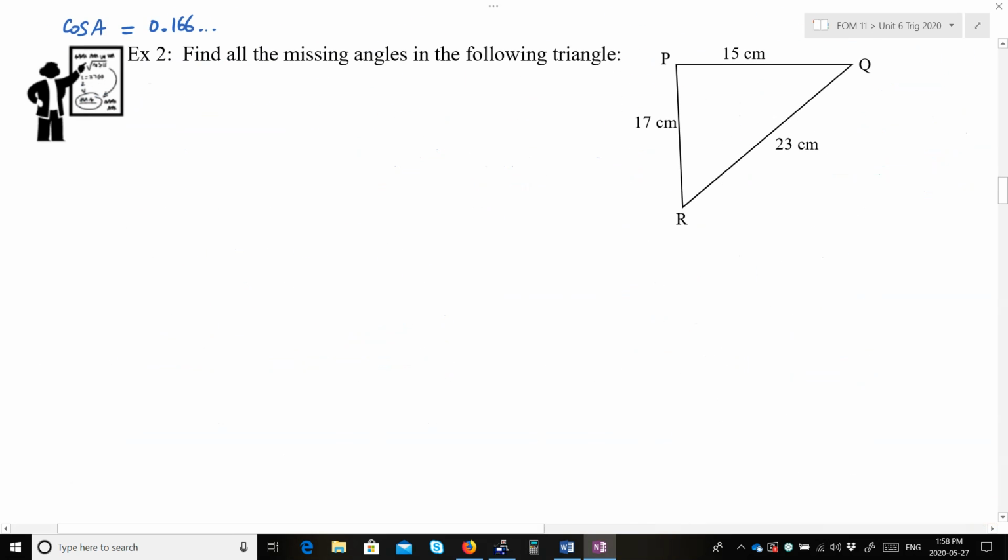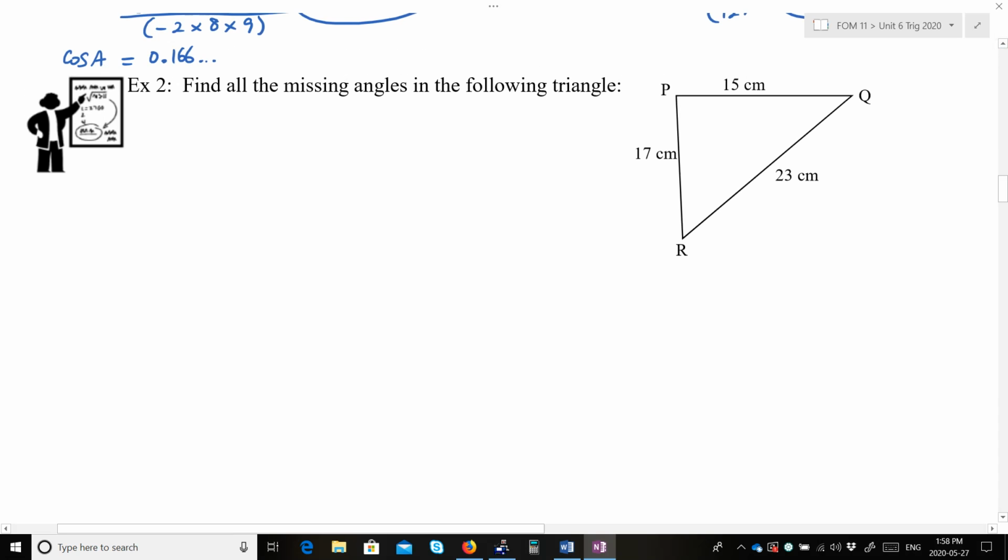Example 2, find all the missing angles in the following. Okay, so remember they're not showing a 90-degree box, so immediately that means either sine law or cosine law. And the sine law needs an angle and its opposite side. We don't have any angles, so that's no good. So it must be cosine law. We know all three sides.